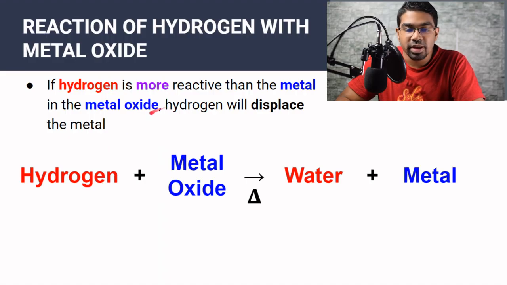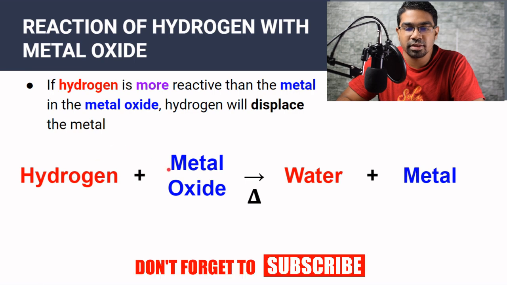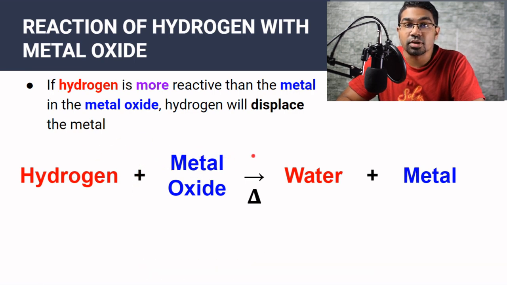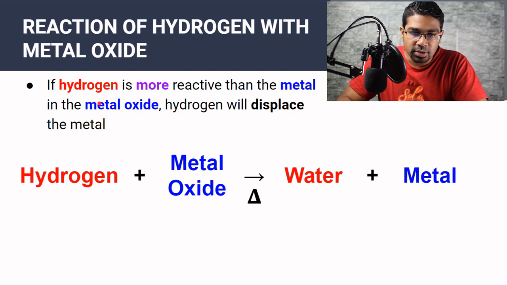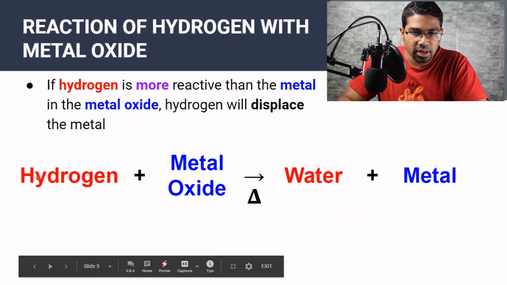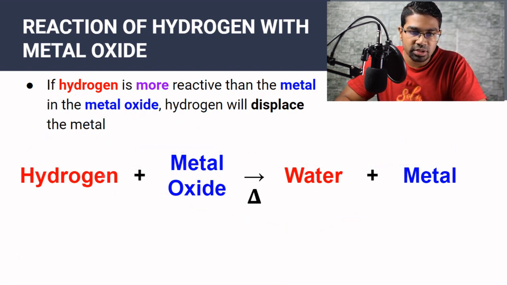So here we react hydrogen with the metal oxide and see if hydrogen can displace the metal from the metal oxide. If hydrogen is able to displace the metal from the metal oxide, that means hydrogen is more reactive than the metal. This is the method that we use here. So let's look at this general equation here. Hydrogen plus metal oxide. If hydrogen is more reactive, it displaces the metal and the metal comes out. And of course, when hydrogen displaces the metal and takes its place, it becomes H2O, which is water.